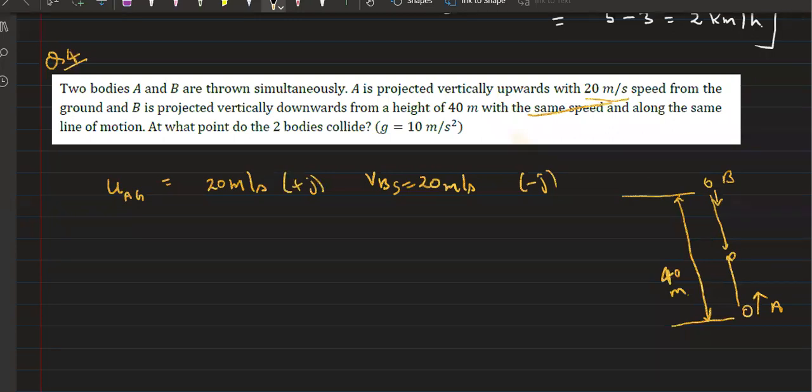Got it, everyone? My screen is visible, Puneet? Everyone? Is my screen visible? Tell me. Is my screen visible? Tell me, everyone.